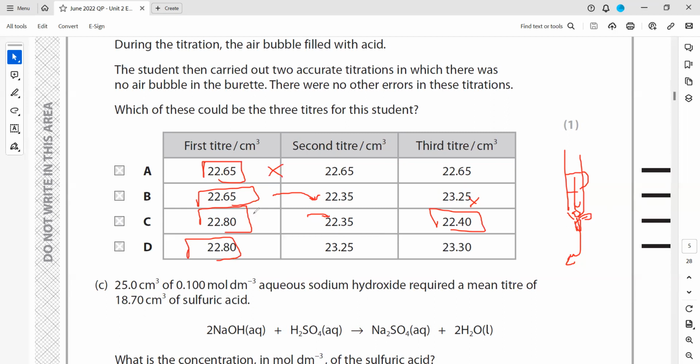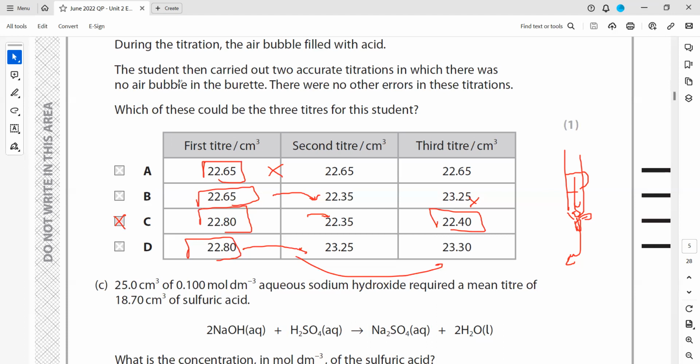So as you can see here, this is 22.8, higher values are there. Because when there is an air bubble, the value should be higher. When there's no air bubble, the volume removed from the burette should be smaller. That's why C is the right answer.